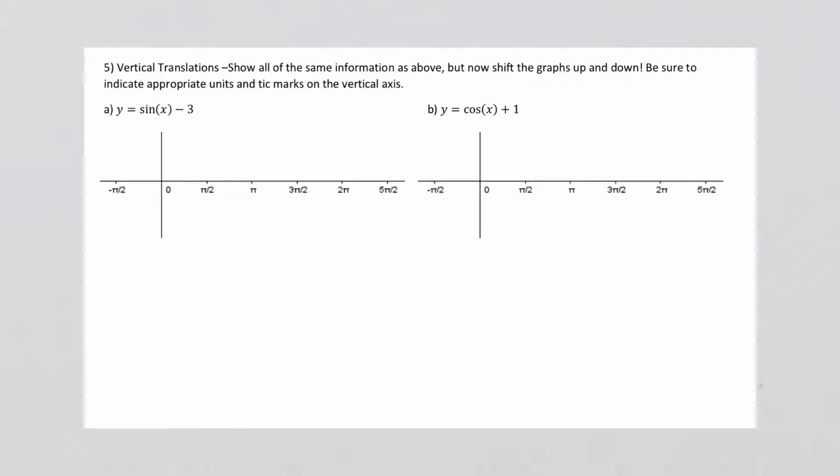All right, let's look at number 5. Now we're going to look at vertical translations. So we have -3 on this first one at the end. What does that do to a function? It shifts it up or it shifts it down when you add or subtract something at the end of the function like that. Why is this useful?